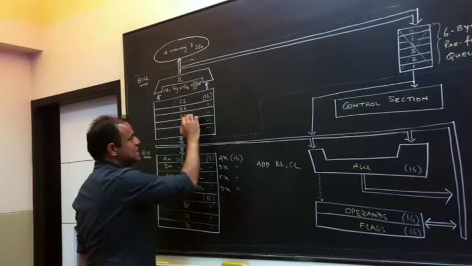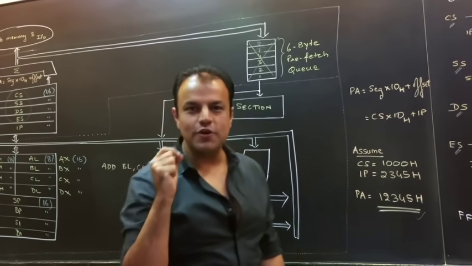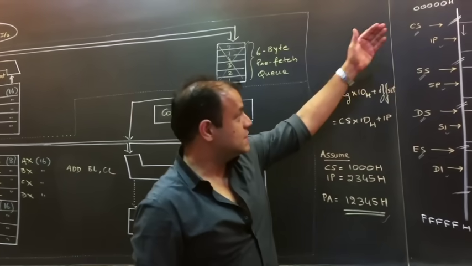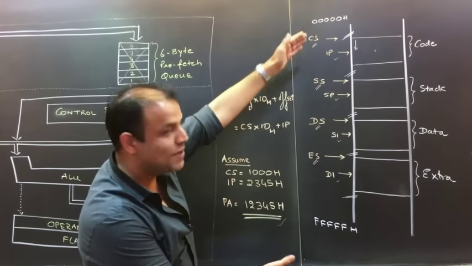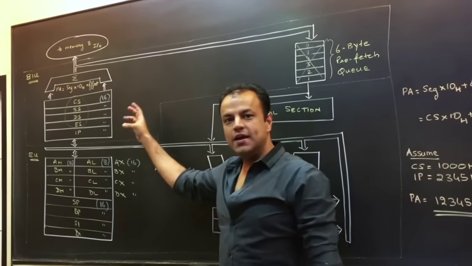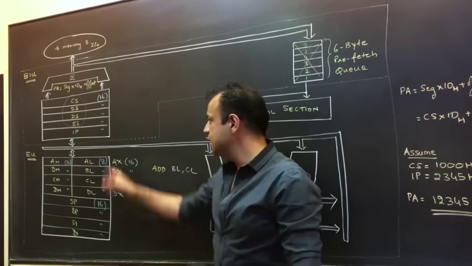What are CS, DS, ES, SS? Please say this correctly. Are they the segments or are they segment registers? Yes, they are segment registers. The segments are present in the memory. The segment registers are present in the processor. They contain the segment addresses of the 4 segments, the starting addresses in very simple language.